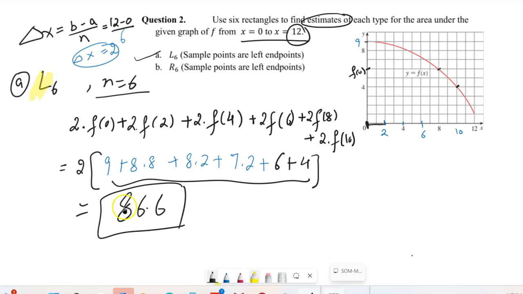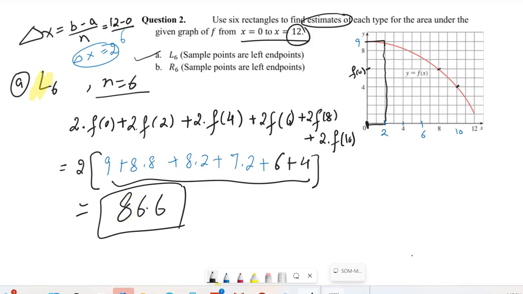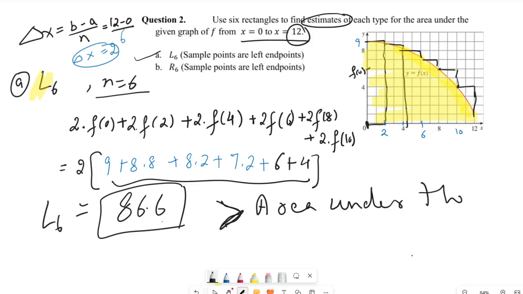You notice that when we started drawing the rectangles, they were a little over the curve, right? So this area which we guessed is L6. Is that more than the area under the curve? The area under the curve is just this, right? But when we were drawing rectangles, they were going a little over. This portion was going a little over. So that means this L6 will be a little more than the area under the curve.